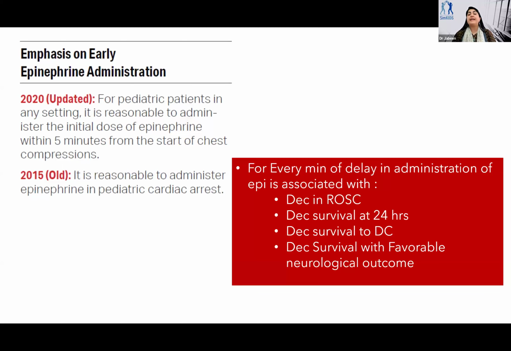For every minute of delay, this is what the research has shown, for every minute of delay in administration of epinephrine is associated with decrease in return of spontaneous circulation, that is your ROSC, decreased survival at 24 hours, decreased survival to discharge, and decreased survival with favorable neurological outcome. So you do not have to wait till 3 minutes. You can administer the first dose of epinephrine as soon as possible.